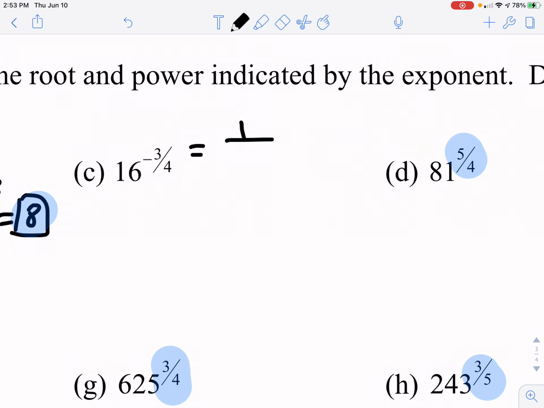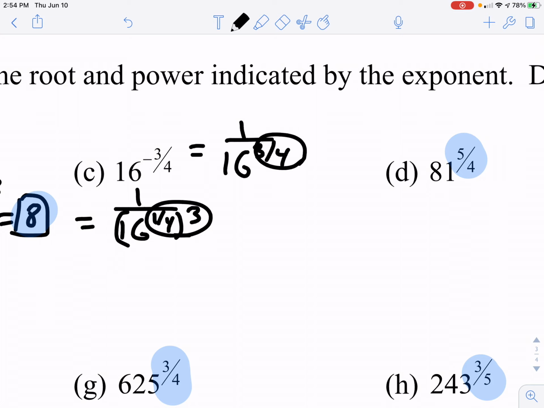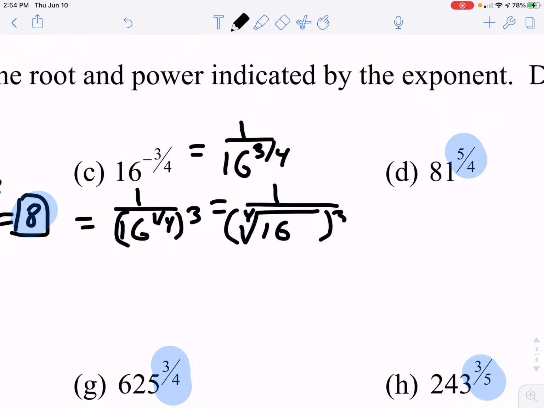16 to the -3/4 power should be rewritten as a positive exponent of 1/16 to the +3/4 power. Now, I could rewrite this as 1 over 16 to the 1/4, cubed, because remember, 3 times 1/4 is 3/4. All right, which would be the 4th root of 16 raised to the 3rd power. So I'm thinking to myself, what's a number that multiplies times itself 4 times to get 16? Well, that would be 2. So the 4th root of 16 would be 2.